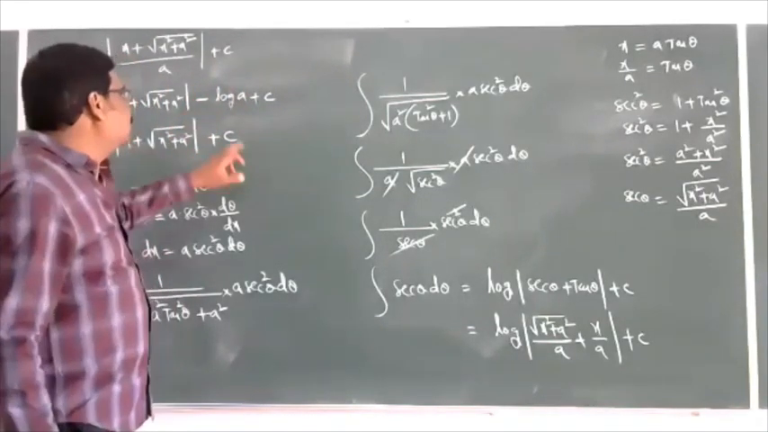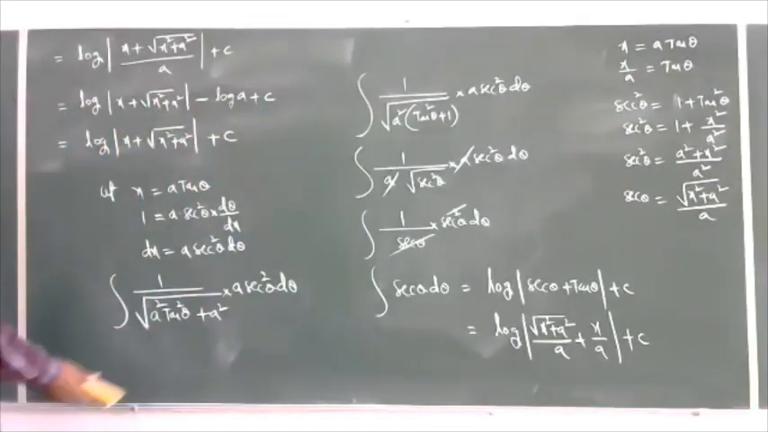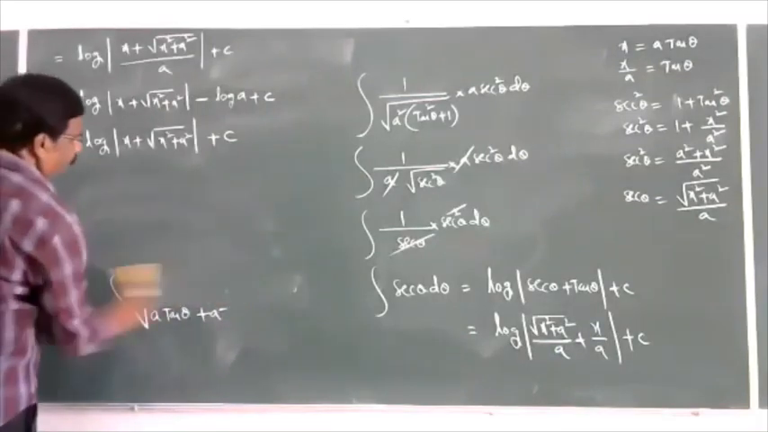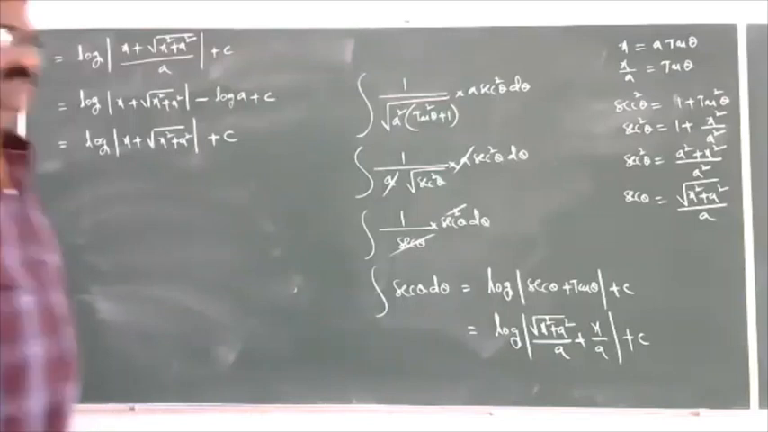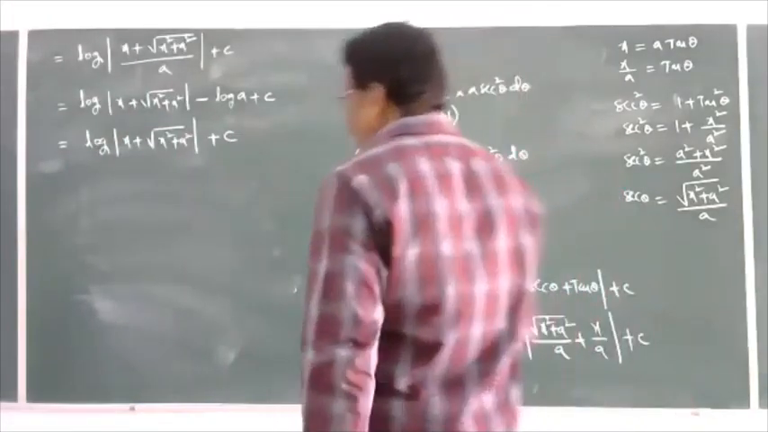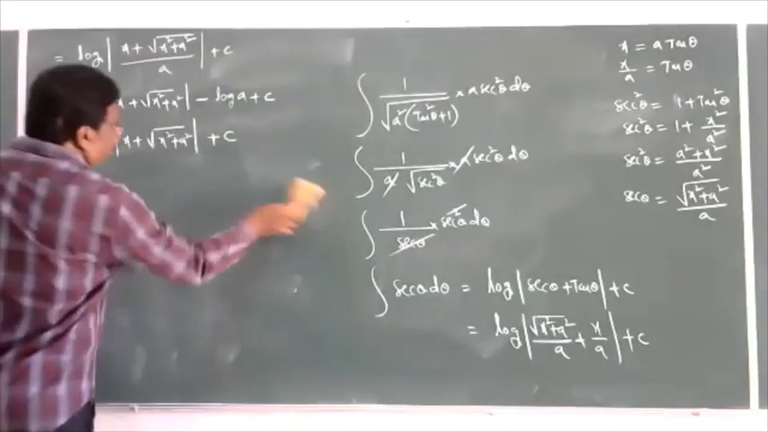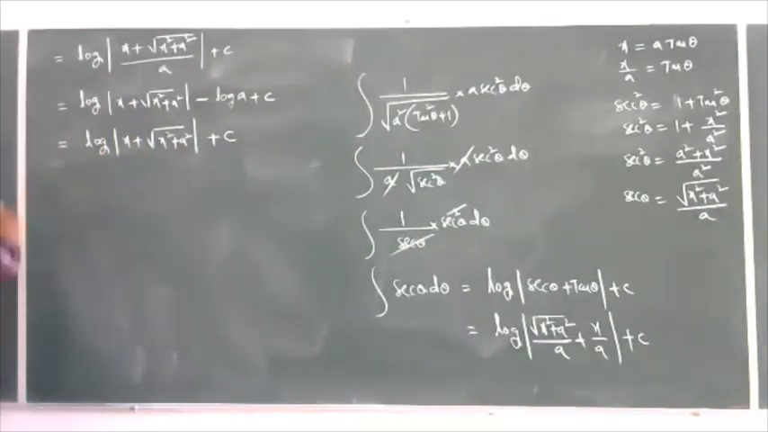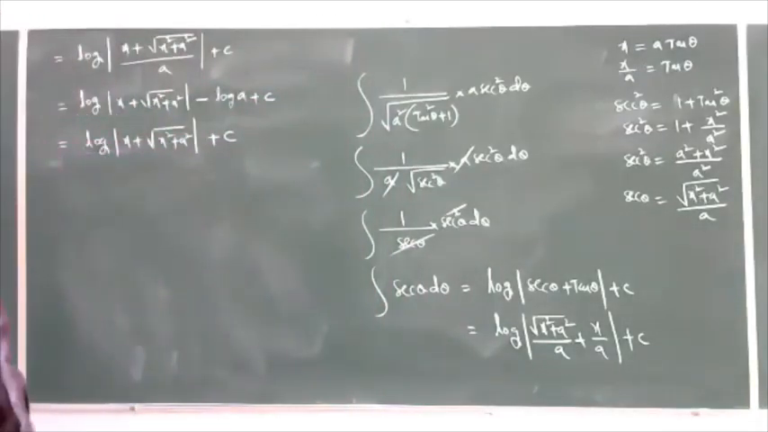Then you write a single arbitrary constant, you write c or k or l, any constant term. That is, integration of 1 by root of x square plus a square is equal to log mod x plus root of x square plus a square plus c. This is another formula for your list. Write the list of formulas daily one time. Formulas are very, very important.